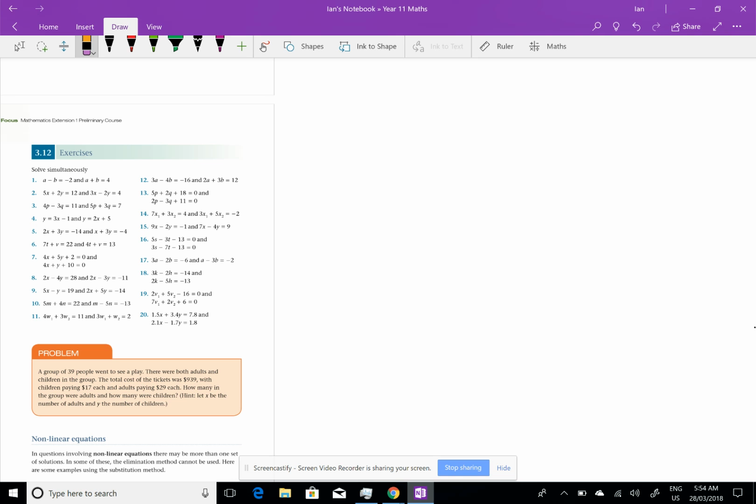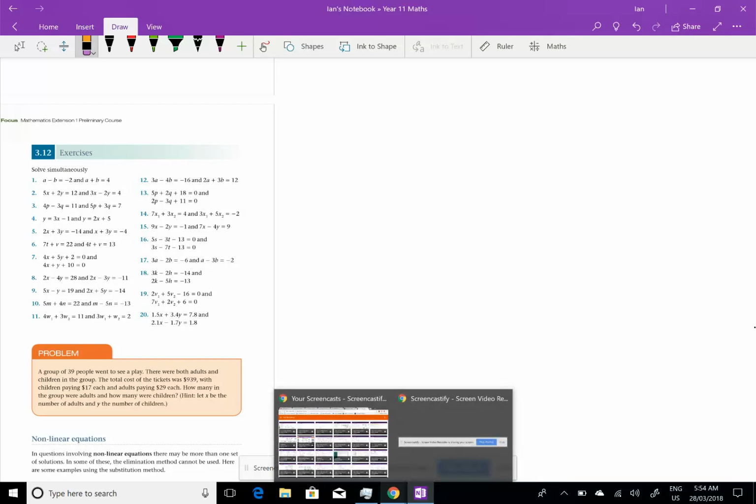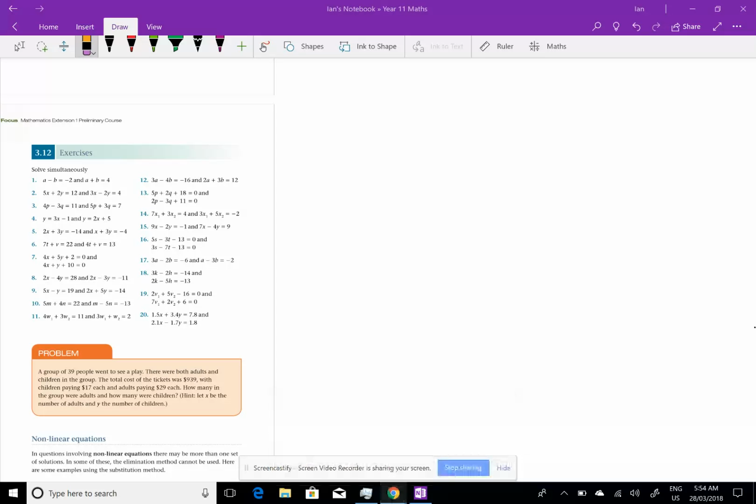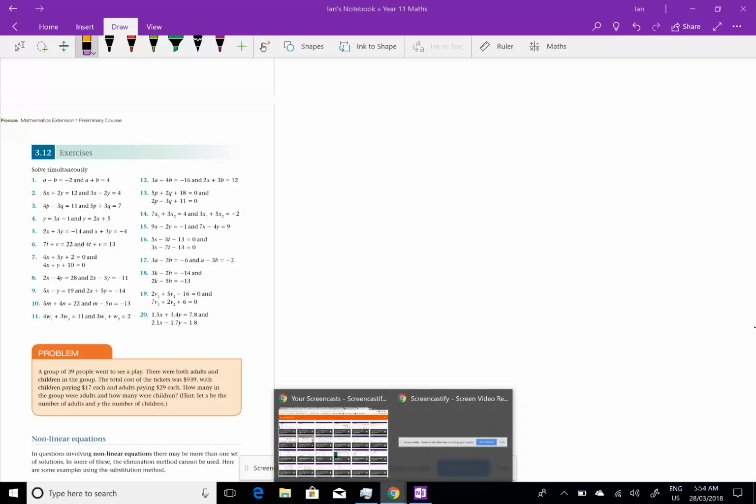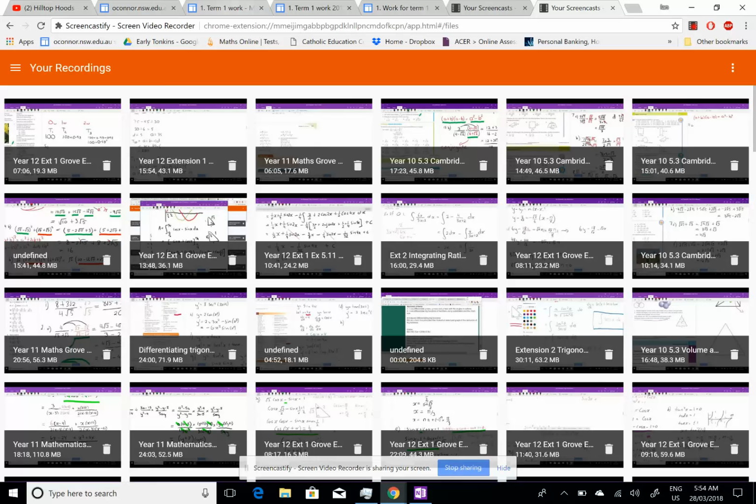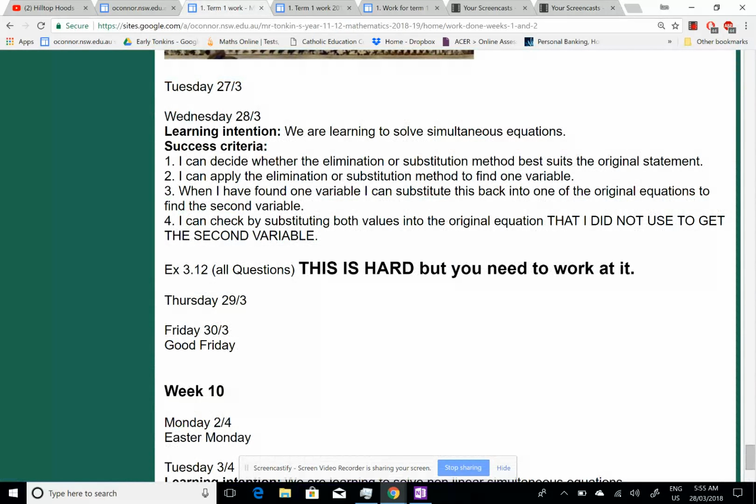I'm going to go through some of the work for today, exercise 3.12, solving simultaneous equations. Now, when you're solving simultaneous equations, you need to follow some steps. And if you look on our website, I've listed them here.